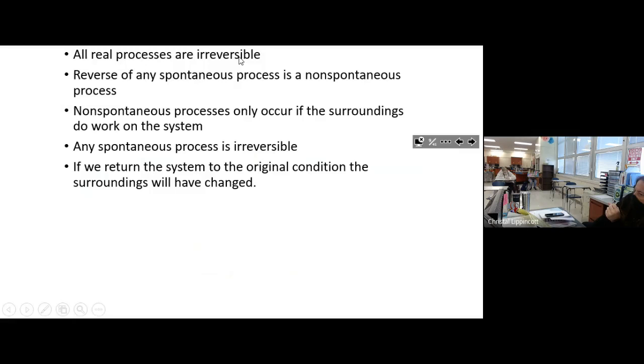All real processes are irreversible. The reverse of any spontaneous process is the non-spontaneous one. Like I said, that's not going to become ice sitting out here at room temperature. Non-spontaneous processes only occur if the surroundings do work on the system. So right now the ice is melting, and there's work being done. Any spontaneous process is irreversible, and if we return the system to the original condition, the surroundings will have changed.